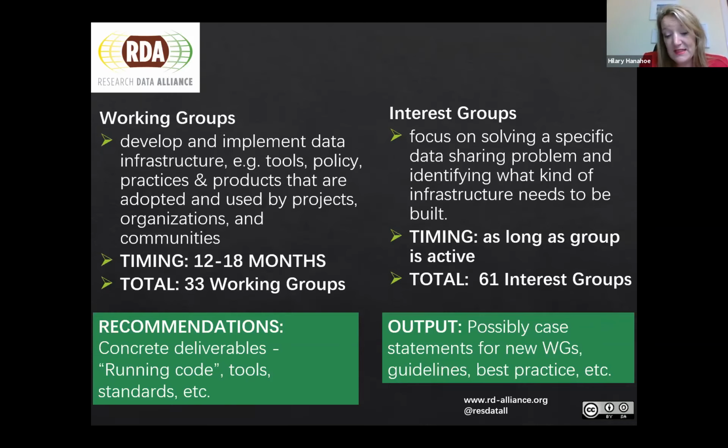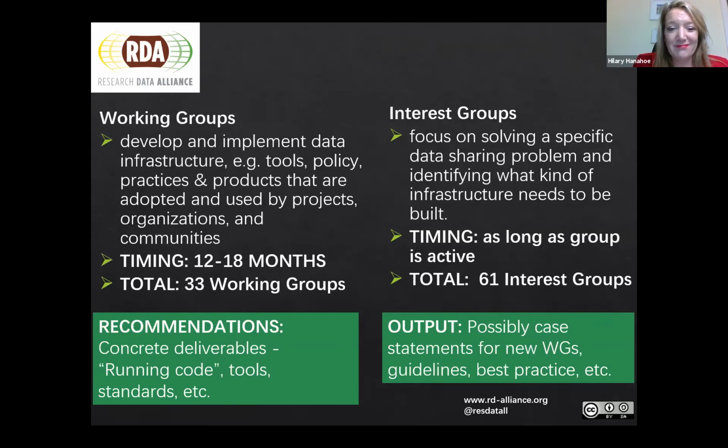We have 61 interest groups running at the moment, again covering a huge range of different areas. So I would invite you to check out the classification, in very loose terms, as to where they fit into the data life cycle.